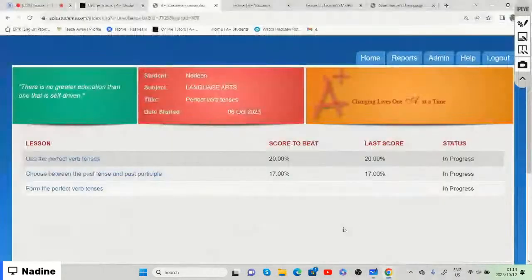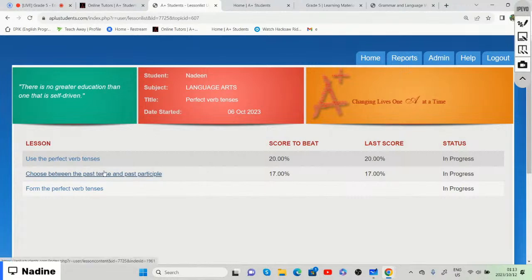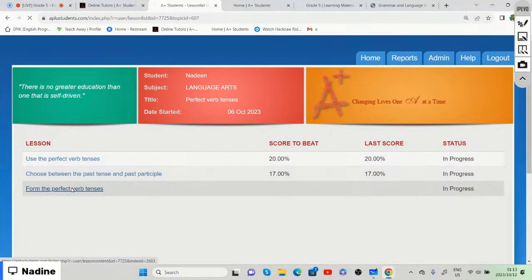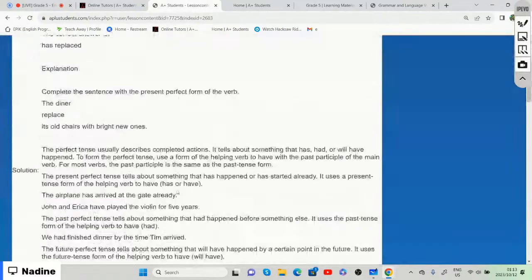All right, so now we're going to our tutorial page on aplusstudents.ca. And remember, we said that we did our 2 lessons already, which is to use the perfect verb tenses and to choose between the past tense and the past participle. So now today we're going to form the perfect verb tenses.